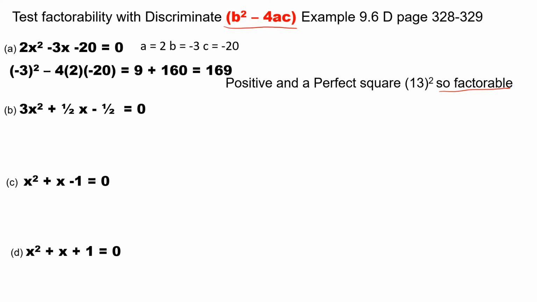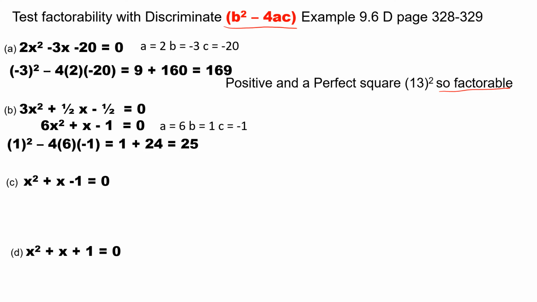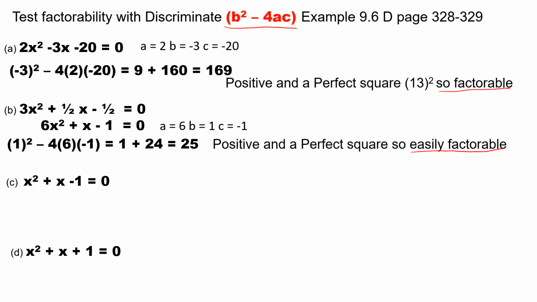Try the next one. The next one, the book doesn't do it this way, but I recommend you do it this way. Go ahead and clear your fractions. So I'm going to multiply everything by 2. And now I'm going to determine A, B, and C, right? Plug those values into my discriminant, simplify, and I get 25. So now this is positive, and it's a perfect square, so it's easily factorable. So just go ahead and factor it, okay?